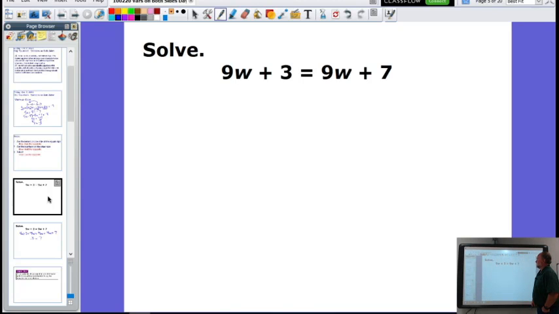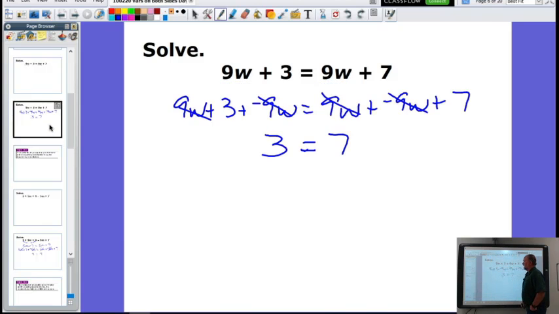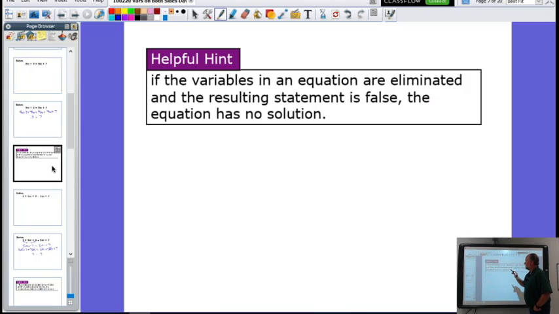9w plus 3 is equal to 9w plus 7. So the first sign that something's going to be strange in this problem is the fact that our 9w's are the same on both sides. So when you solve that one, you end up getting something like this. Okay, your 9w's on both sides go away, and you're left with 3 equals 7. And what we need to remember about a problem like this is if the variables in an equation are eliminated and the resulting statement is false, the equation has no solution.